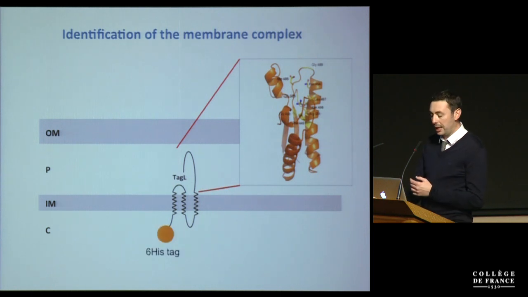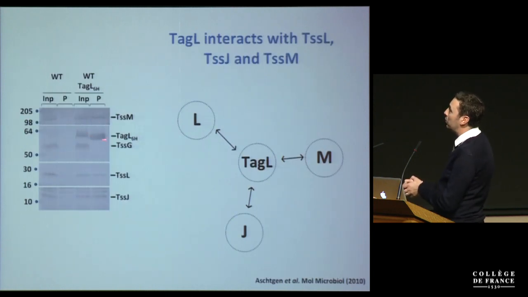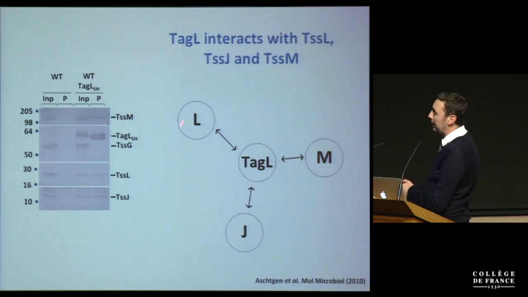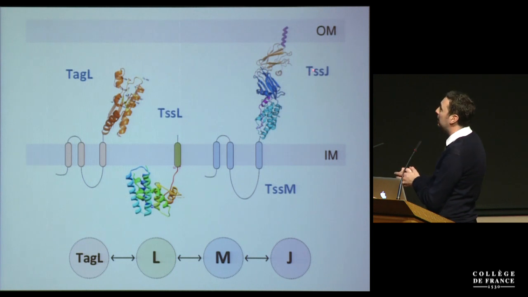Okay. So with this protein, we just fused a histidine tag, and we tried to purify the membrane complex. So when you do that, you can see that in addition to TagL, you can co-purify TssM, TssL, and TssJ. So just to make a very long story short, what we learned about all these proteins is that they are all membrane proteins. TssJ is an outer membrane lipoprotein, and TssJ interacts with the periplasmic domain of TssM. TssM is an inner membrane protein, and it interacts with TssL. We solved the structure of the cytoplasmic domain of TssL, and TssL interacts with TagL.